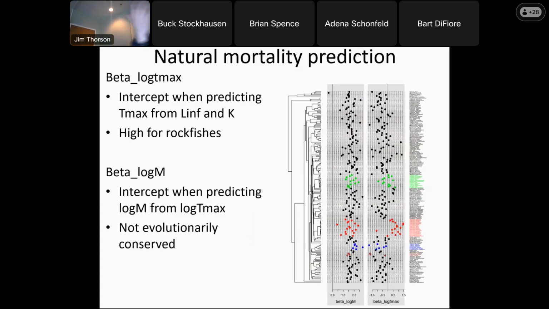Again, I can use the phylosignal package to plot the predicted slopes of this random slope model. Red are rockfishes, and the right-hand side is a random intercept model, using growth parameters to predict longevity. Rockfishes all tend to have this positive residual in their intercept, meaning that they have a higher longevity for a given set of growth parameters.